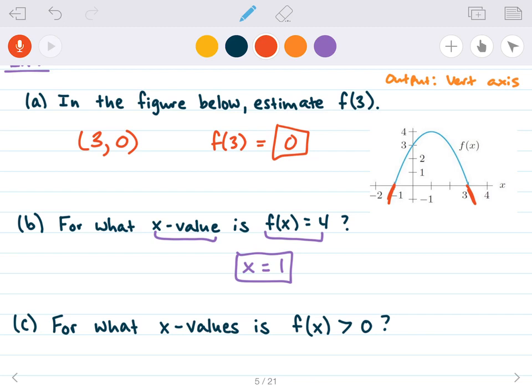So the x values where f of x is positive, we could say that x is between, but not including, because we're doing strictly greater than 0, negative 1 and 3. So if x is bigger than negative 1 and less than 3, then f of x will be positive. So that's our answer here.